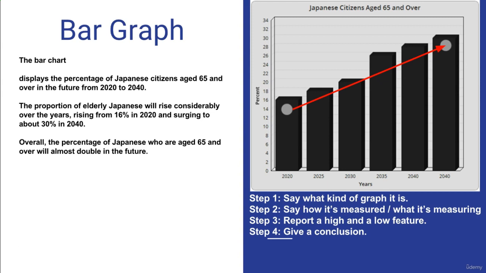So we have all the parts we need. We're just giving a high and low feature, and then we're giving a conclusion talking about overall what is happening in our graph. And this altogether too would also be 5 points. So if you only want to do 3 points for your score, that would be if you don't have a conclusion, or if you don't give both a high and a low.